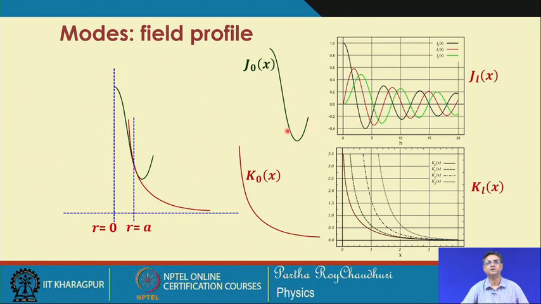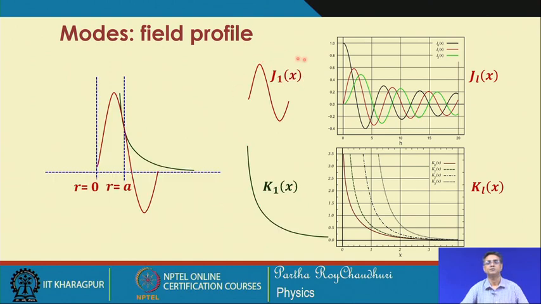You pick up this J 0 value, and the K 0 for L equal to 0 is this graph. If you take these two and put them together at the interface r equal to a, they must be matching. So you get a continuous curve which starts from here and moves down to this. I just put these two things together, and you get the continuity at r equal to a. That gives you the fundamental L equal to 0 mode.